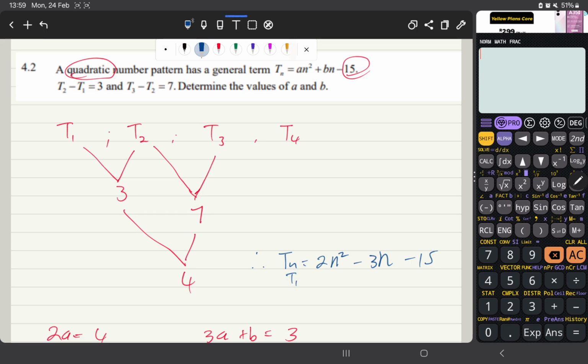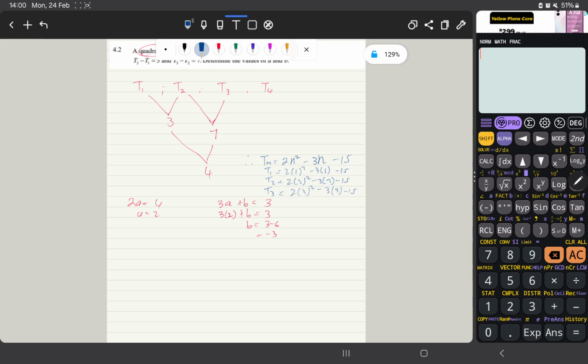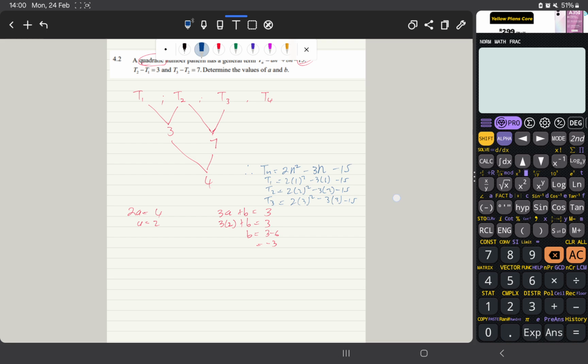I can find T1 to be 2 times 1 squared minus 3 times 1 minus 15. I can have 2 times 2 squared minus 3 times 2 minus 15, and T3, and so on. So I have term 1, term 2, term 3, and so on and so on. Yeah, I didn't look at this question, I just took it. I thought it was gonna be something heavy, but yeah, some light.